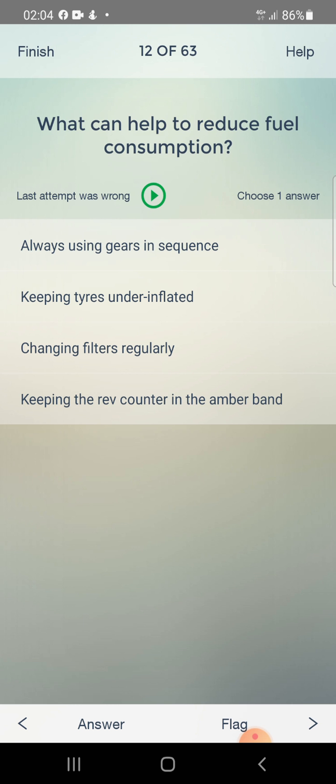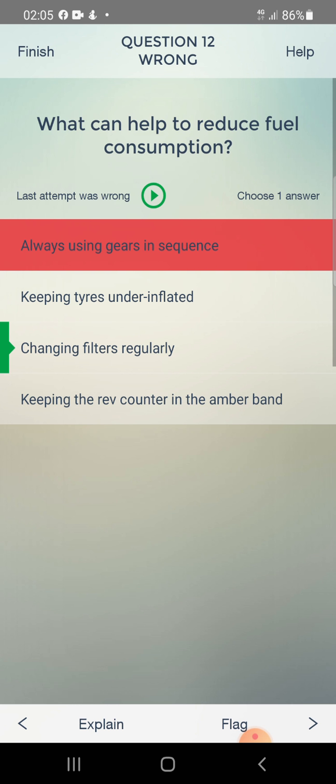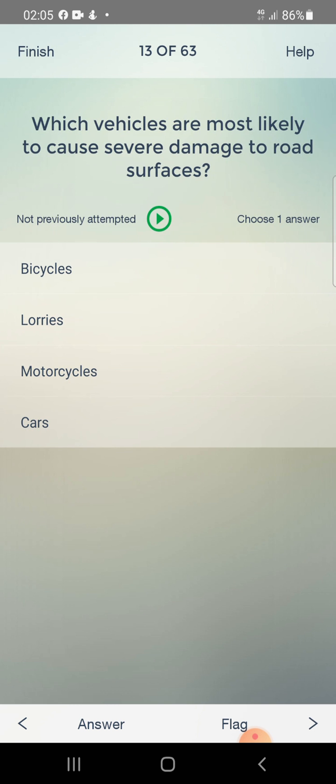Always using gears in sequence, keeping tires under inflated, changing filters regularly, keeping the rev counter in the amber band. First, wrong. Changing filters regularly. Okay. Which vehicles are most likely to cause severe damage to road surfaces? Lorries.